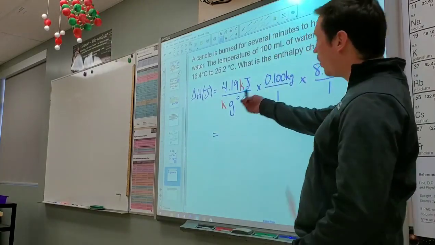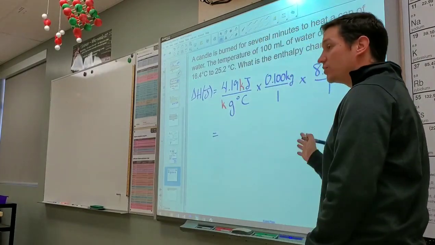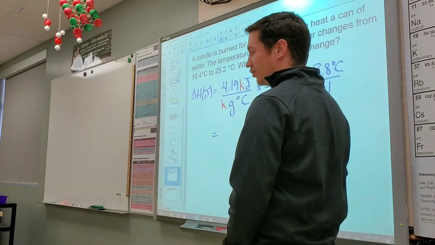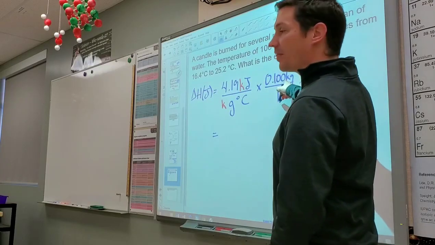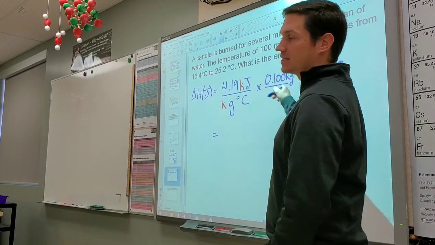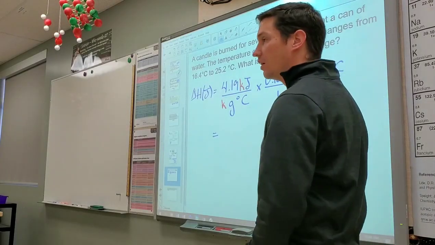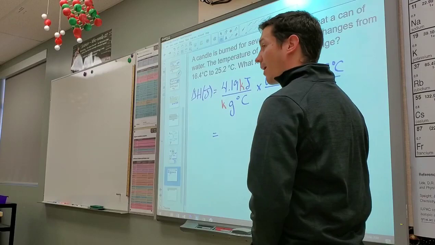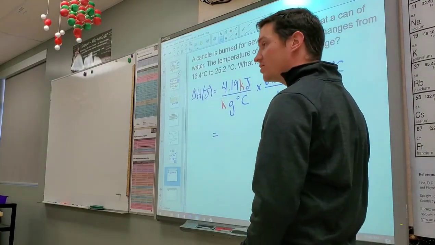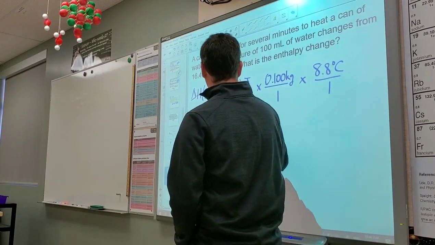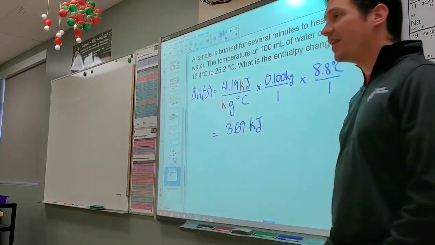I want to show you this because I want you to keep it in mind, because sometimes we have to cancel out kilojoules, and so this will be a good way of doing it. It's just that your answer is going to be 1,000 times bigger because it's in joules instead of kilojoules. That's all. Okay, what'd you get? 3.69 kilojoules? Perfect. Anybody else get that?